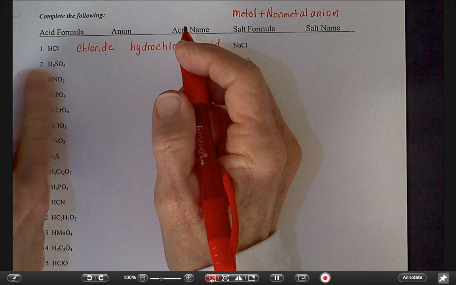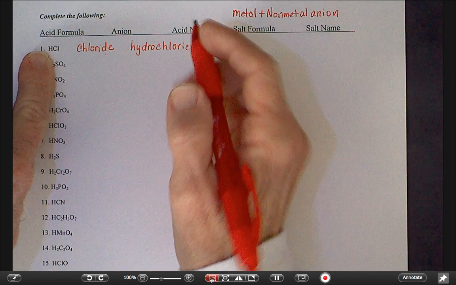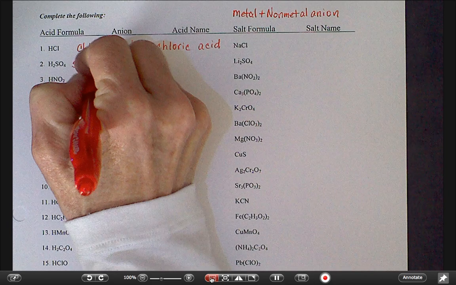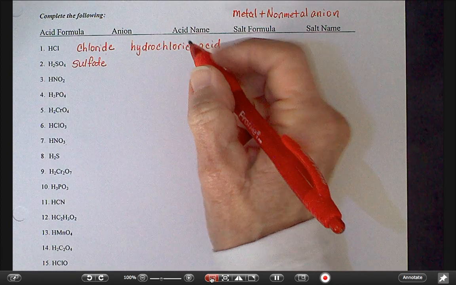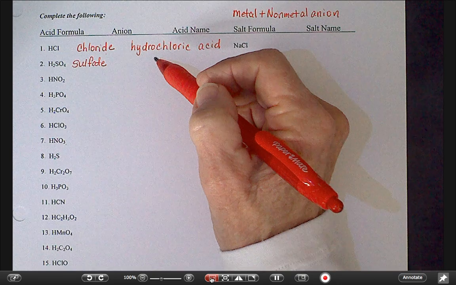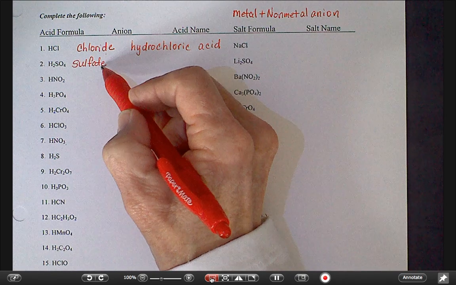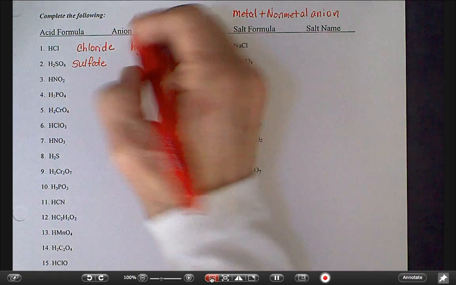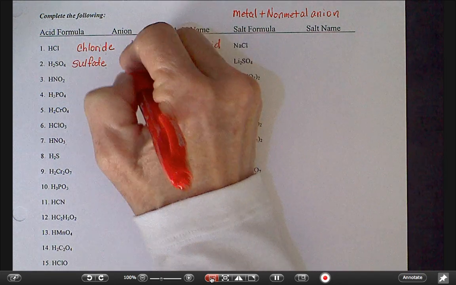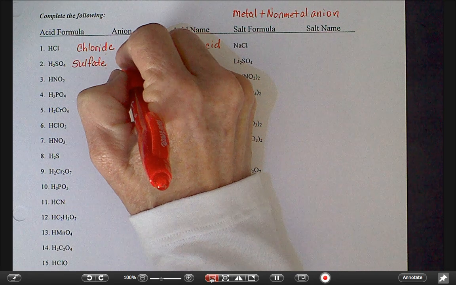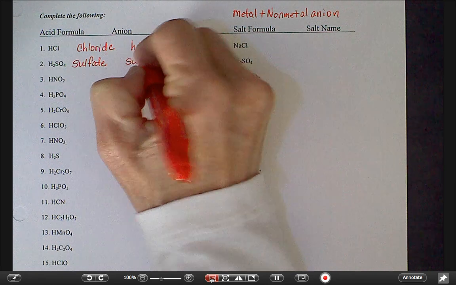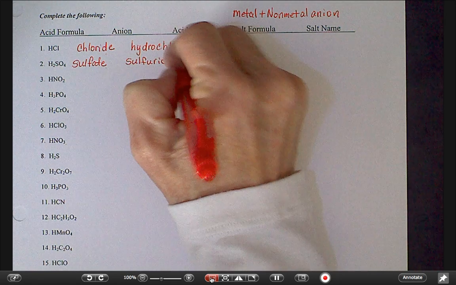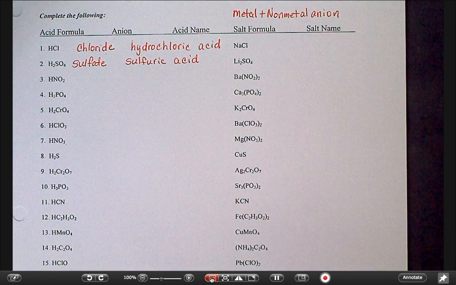What is the name of the polyatomic SO4? Sulfate. Okay. The acid, take off the ATE and put on what? IC. And put the R back in the sulfur. So what's the acid name? Sulfuric acid. Put the R back in. Sulfuric.